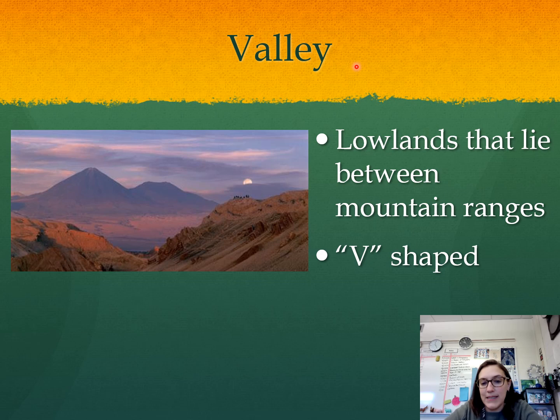Valleys are lowlands that lie between mountain ranges, and they are V-shaped. So you have 2 bullet points here for this definition. Lowlands that lie between mountain ranges, and they are V-shaped. So you can see here's a mountain, and the V-shaped here in between. That's a valley.